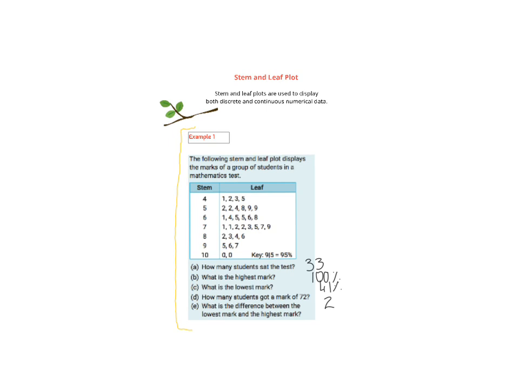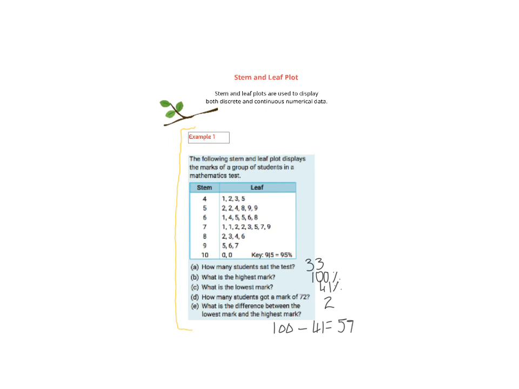And then what is the difference between the lowest mark and the highest mark? We're going to see this later on. This is known as range. The highest mark in the test was 100, and the lowest mark was 41. We get the difference of them, which is 59.